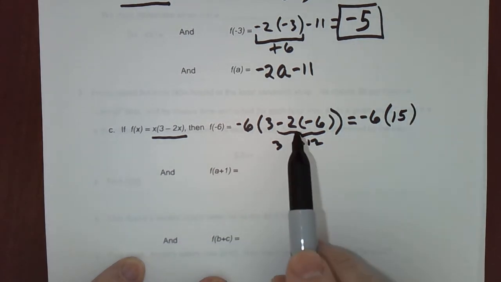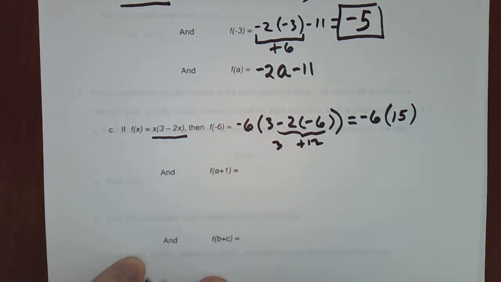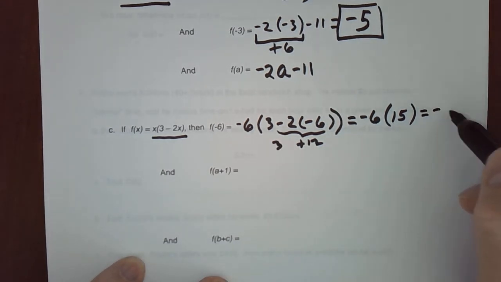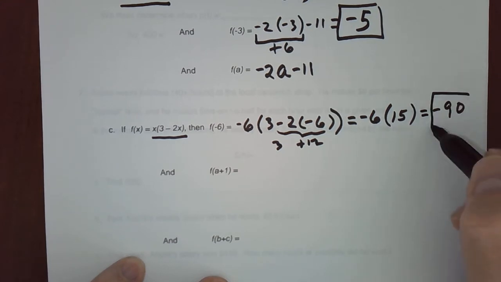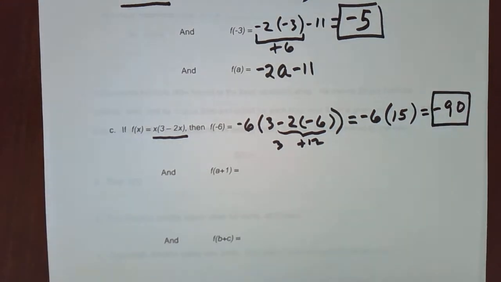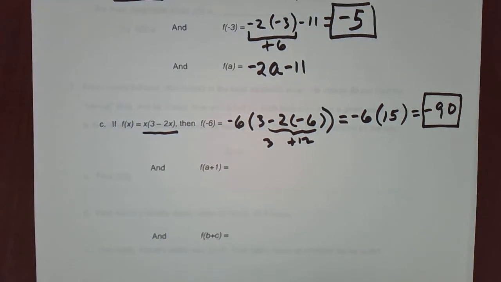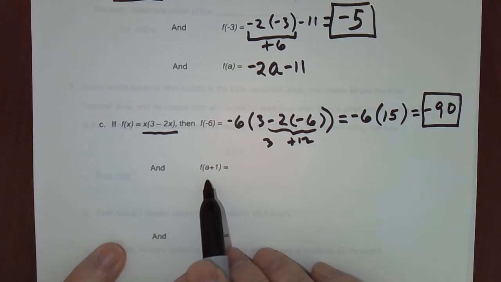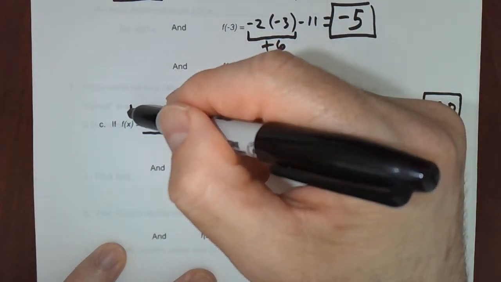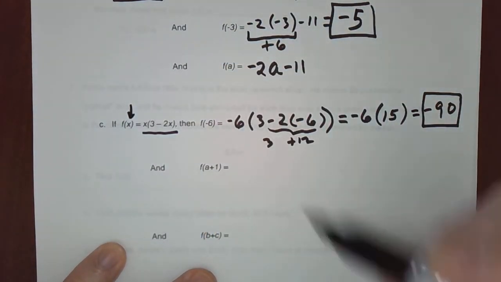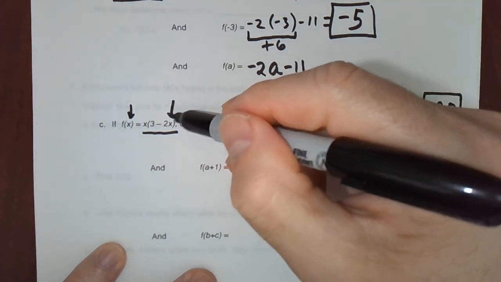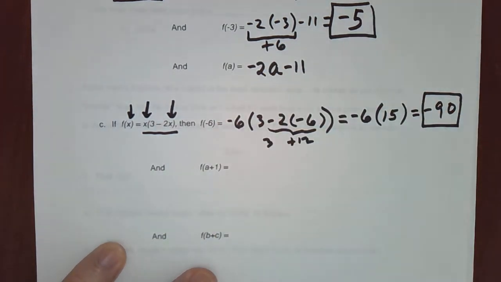Okay, one more time. Negative 2 times negative 6 is a positive 12. So 3 plus 12 is 15. Well, negative 6 times 15 is just negative 90. All right, now we're getting to a little tougher, last two. f of a plus 1. If this x is replaced with a plus 1, then this x and this x, all of the x's on the right-hand side, need to be replaced with a plus 1.